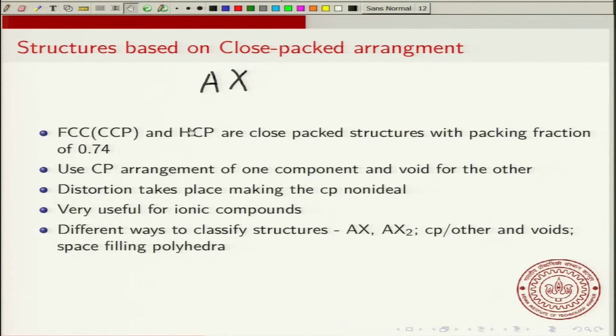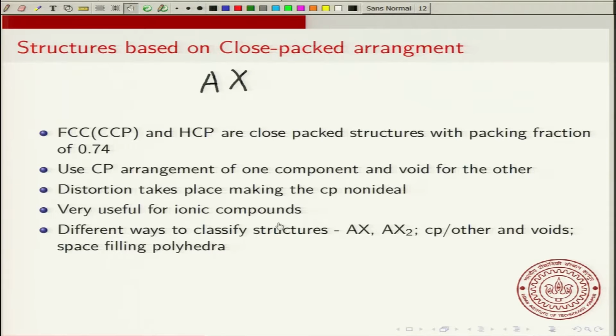Now one of the things that will happen is that when you put this X in the voids, there will be a distortion in the cell. So the close packing will become non-ideal, it won't be an ideal close packed arrangement. The cell might expand when you put this atom X in the void. This description is very useful for ionic compounds.